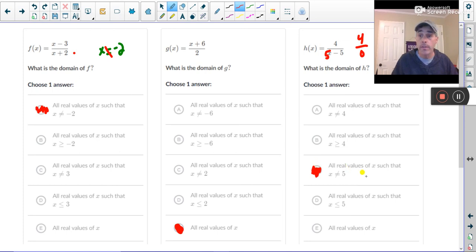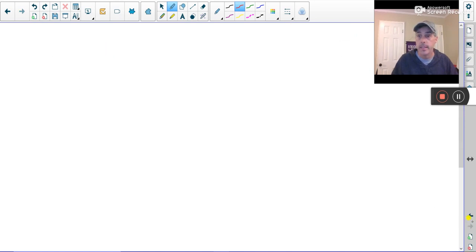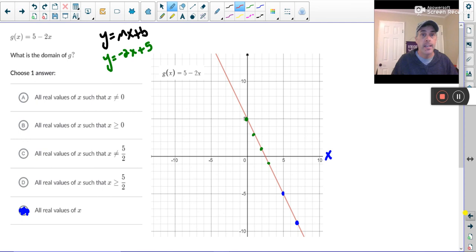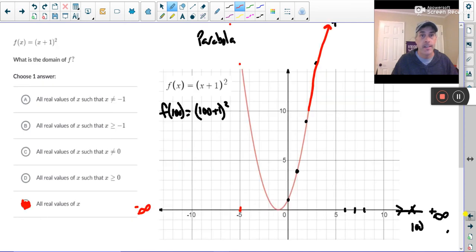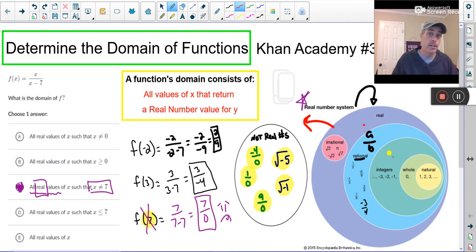All right, I think that's all of the ones I put on here. That's it. So hopefully that helps you understand Khan Academy. I'm calling it number 3, determine the domain of a function. See ya.